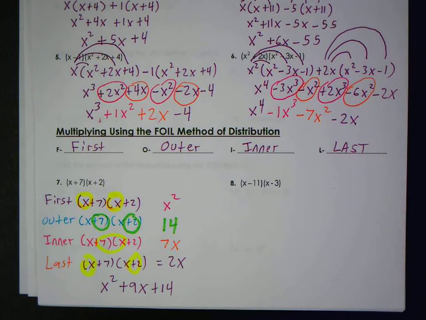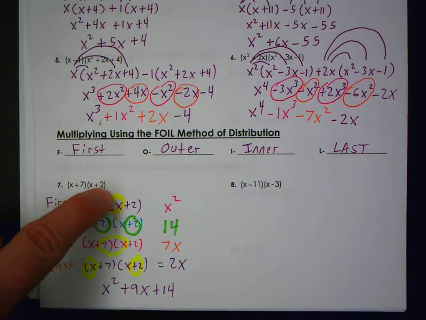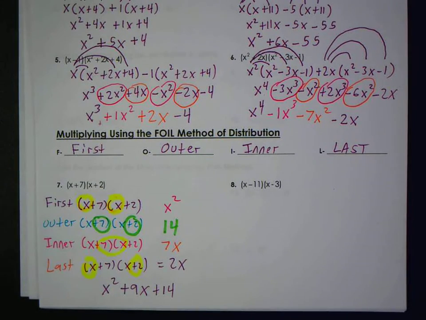For that method, when you see FOIL on the ACT, that means first, outer, inner, last. Which one's first, which one's outer, which one's inner, which one's last really doesn't matter. Just as long as you multiply both of these terms by both of these terms, 2 terms by 2 terms, you should have 4 terms.